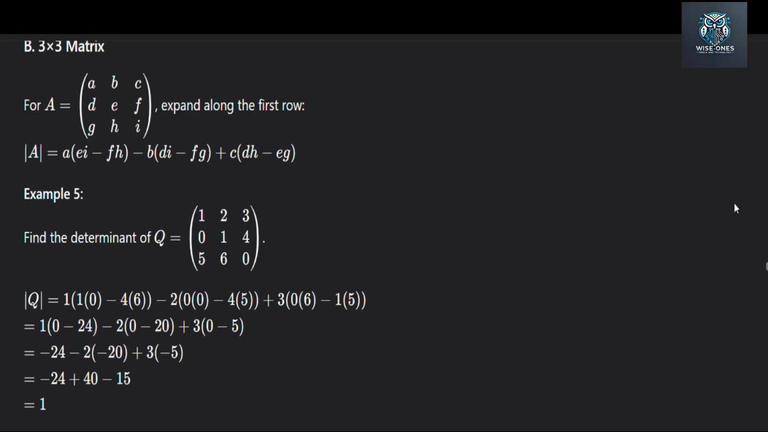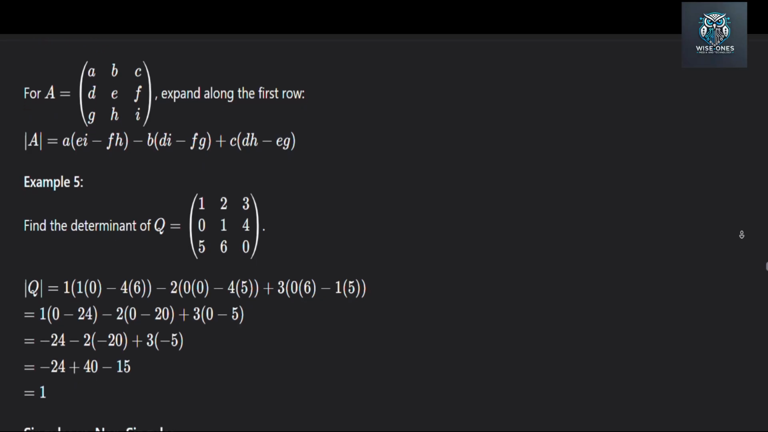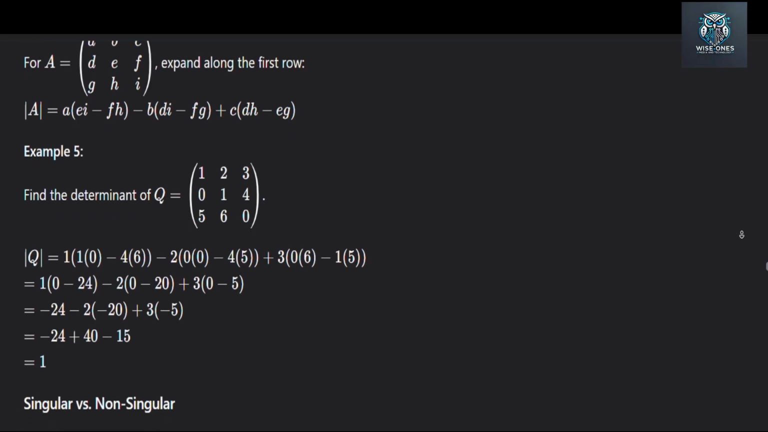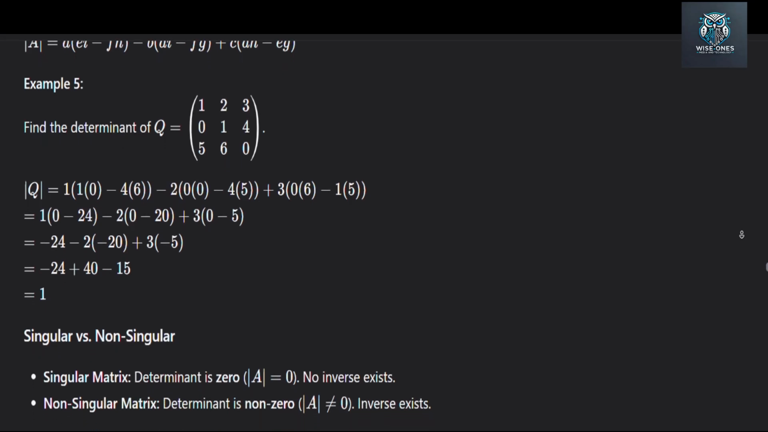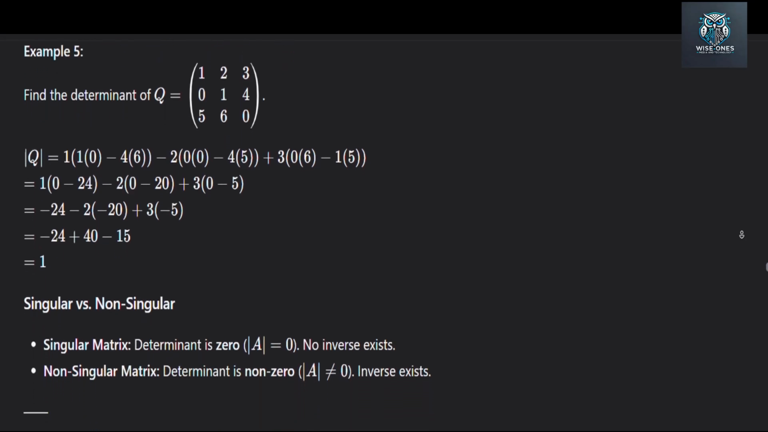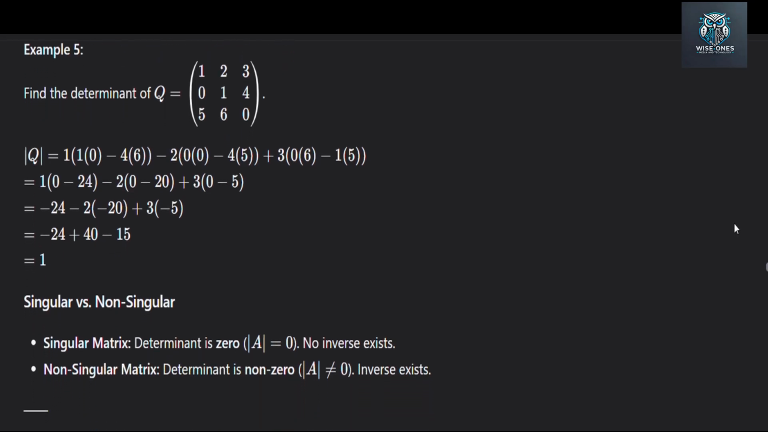Find the determinant of Q. Q equals a 3 by 3 matrix. First row, 1, 2, 3. Second row, 0, 1, 4. Third row, 5, 6, 0. We expand along the first row. 1, 2, 3. First term, 1 times open bracket, 1 times 0 minus 4 times 6, close bracket.